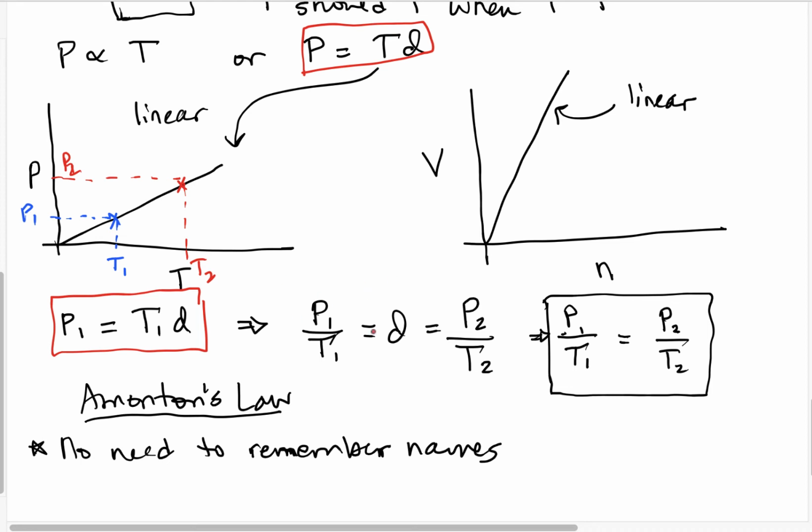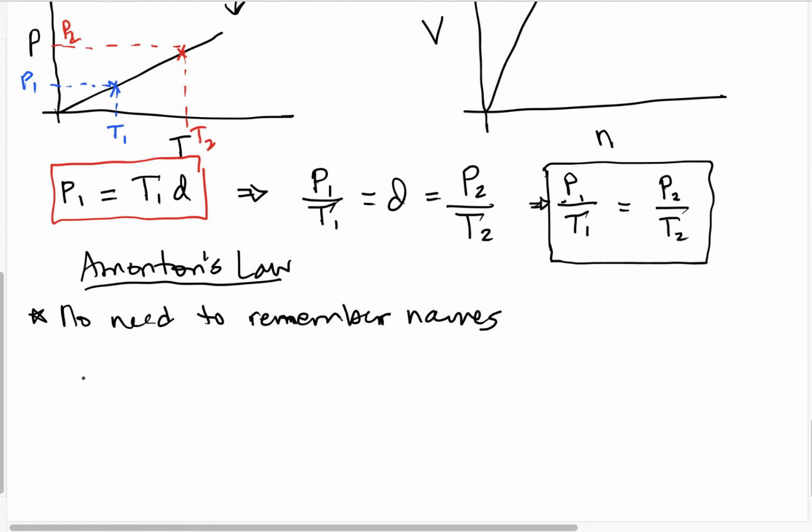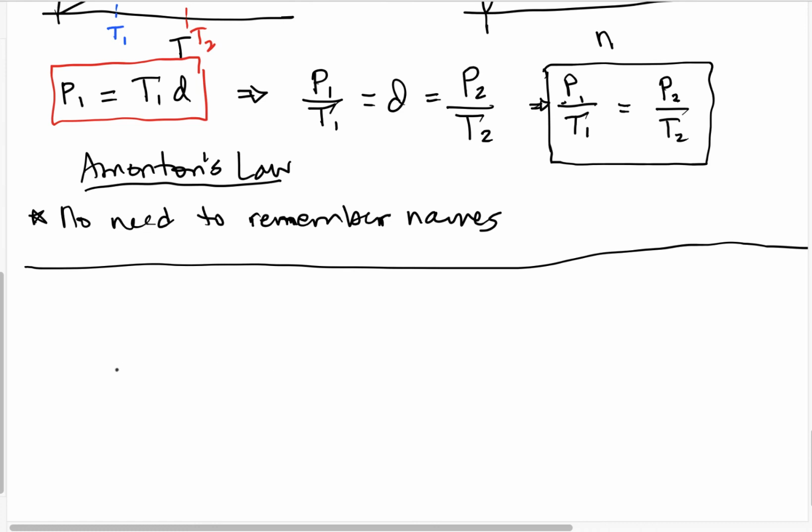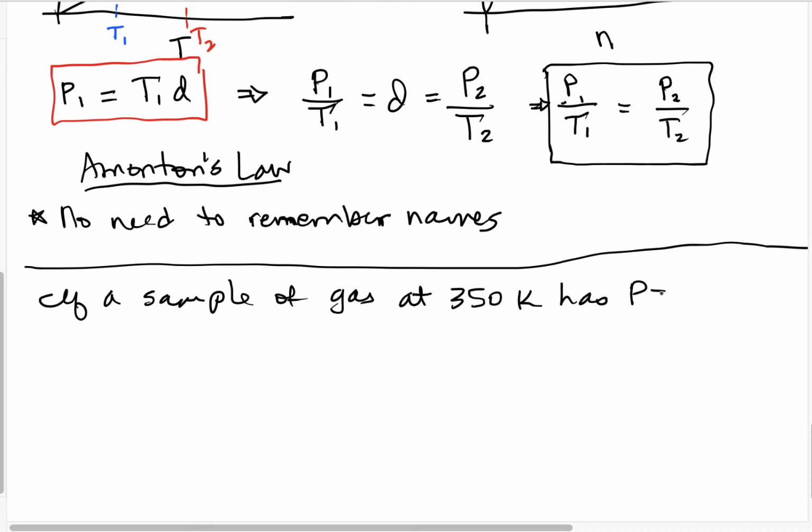Okay, so now that we have two more gas laws, let's try some practice problems with these ones. Structurally, they're really going to look very much like the previous ones did, where we're just solving for one unknown. So let's look at one. If a sample of gas at 350 degrees Kelvin has pressure equal to 3.79 bar.